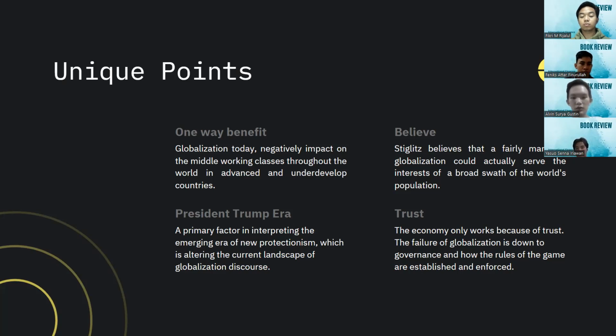The third one is the primary factor in interpreting the emerging era of new protectionism, which is altering the current landscape of globalization discourse, which is the President Trump era. And last but not least, trust, because economics only works because of that trust. This goes back to what I said before, where some organizations have problems with transparency, so accountability is something we have to work more towards. The failure of globalization comes down to governance and how the rules of the game are established and enforced. To the next one.